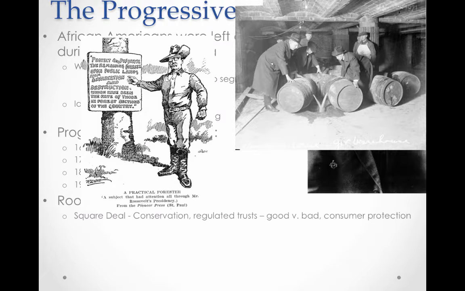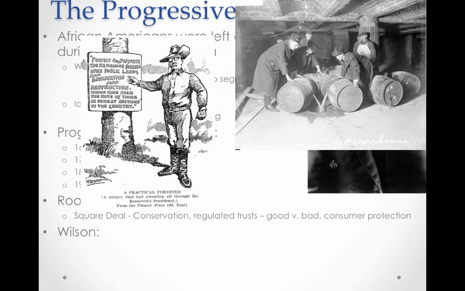All right, so let's talk about Teddy Roosevelt. He was president from 1901 to 1909. He had a program known as the Square Deal, which was conservation or preserving of the environment. He wanted to regulate trusts, especially what he deemed as bad trusts. And trust is essentially another word for monopoly. And he also advocated consumer protection. We saw that in the Meat Inspection Act and the Pure Food and Drug Act.